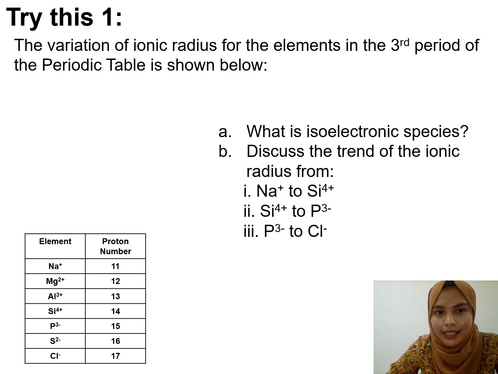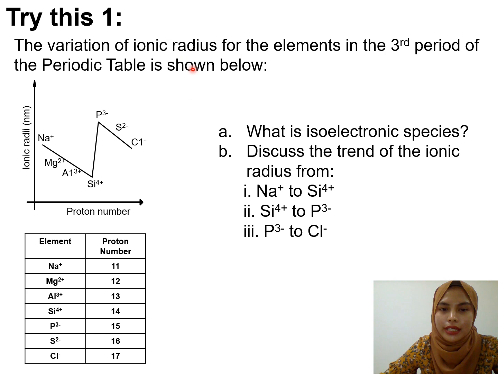Alright, let's try this out. Okay, there is the variation of ionic radius for the elements in the third period of the periodic table is shown below. So this is the variation. So A, what is isoelectronic species? B, discuss the trend of the ionic radius from Na plus to Si4 plus.